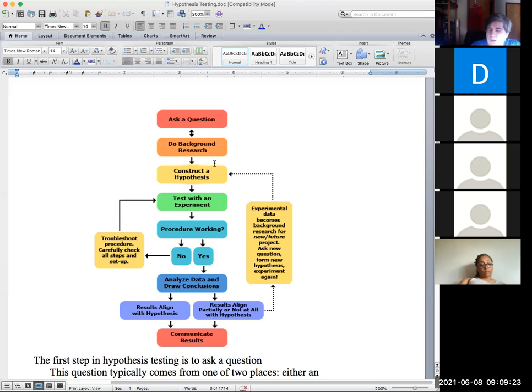So the next thing we're going to do, coming down to this orange rectangle, is we're going to do some background research, which typically means reading other work that's been done in the same general field.